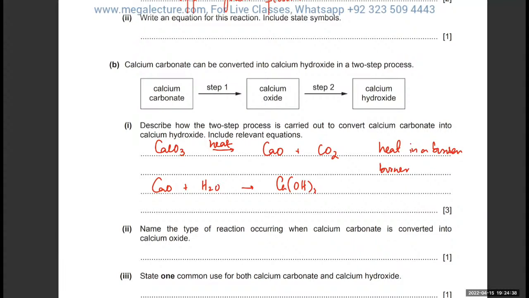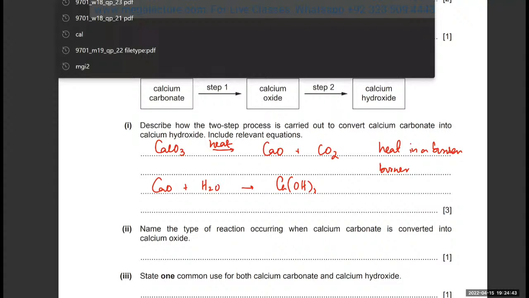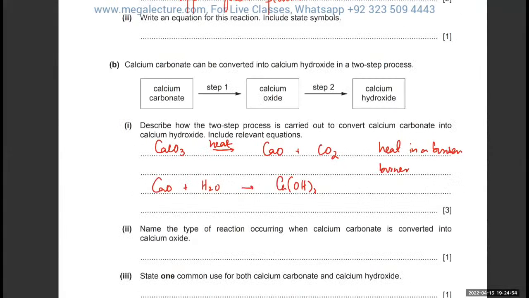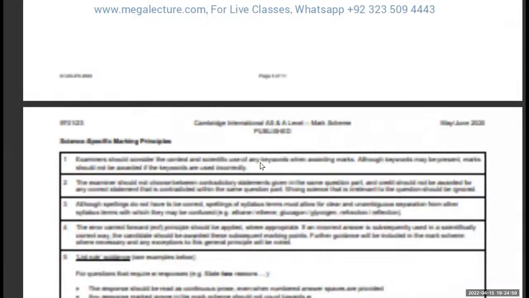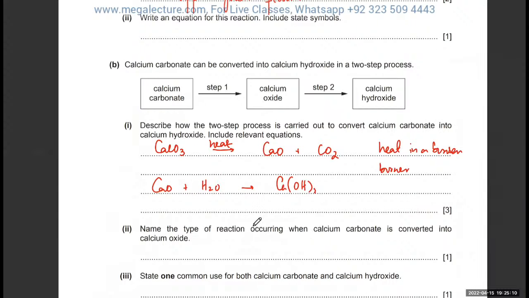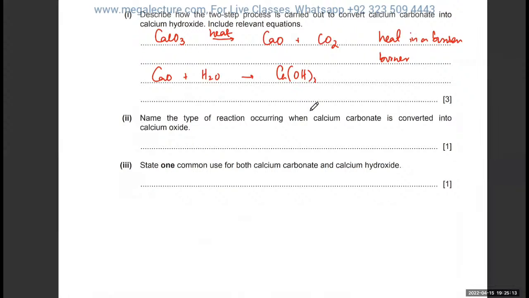Let me just open the MS as well. How are the 3 marks distributed for this one? S20 and MS. So for this one, the 3 marks are heat followed by water. That's it. You had to write the equations as well, which I think we did write. Name the type of reaction occurring when calcium carbonate is converted into calcium oxide.